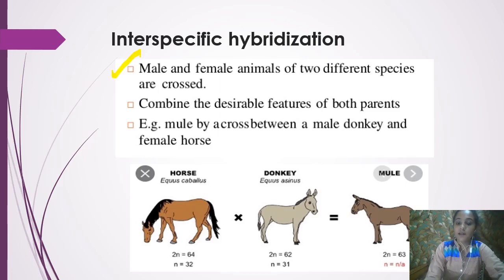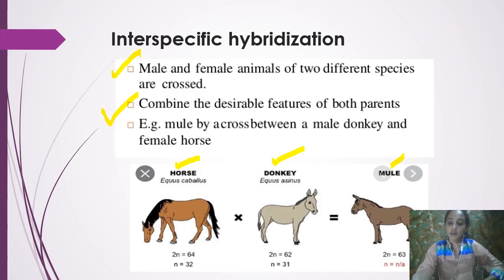Male and female animals of two different species have been crossed and it will combine the characters of both the parents. And here is an example. We are taking a horse, it's a female horse, and we are taking a male donkey. Both have been crossed and finally we are getting the mule. This is an example of interspecific hybridization.